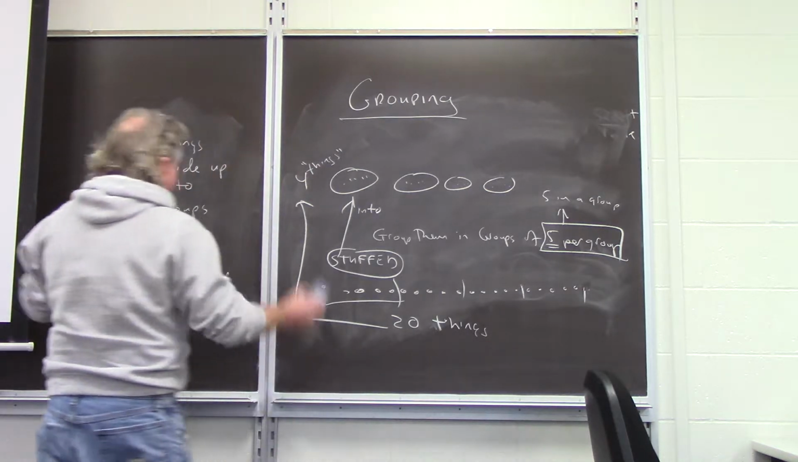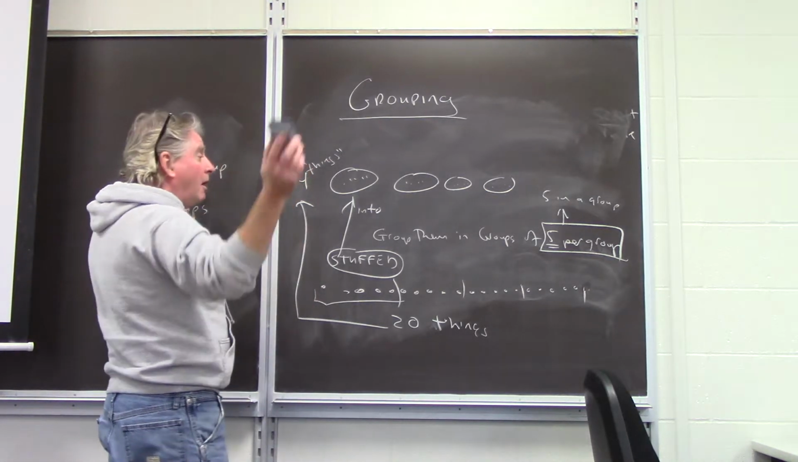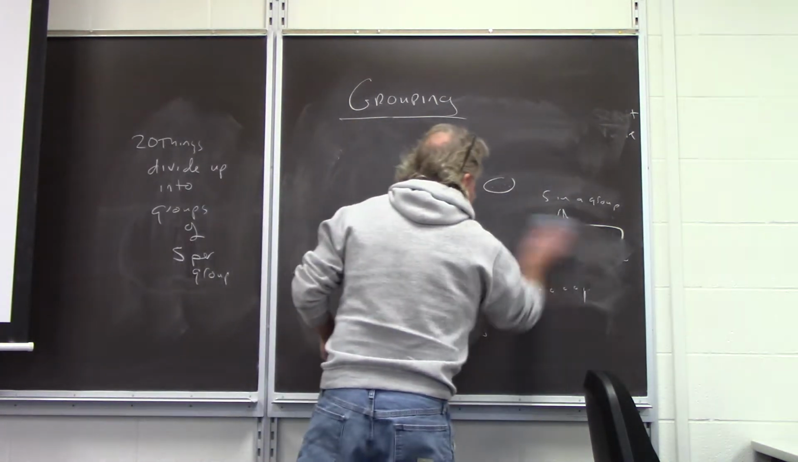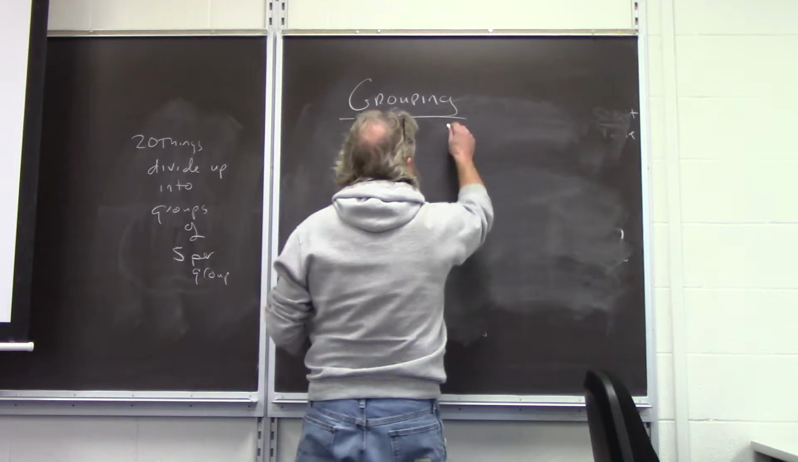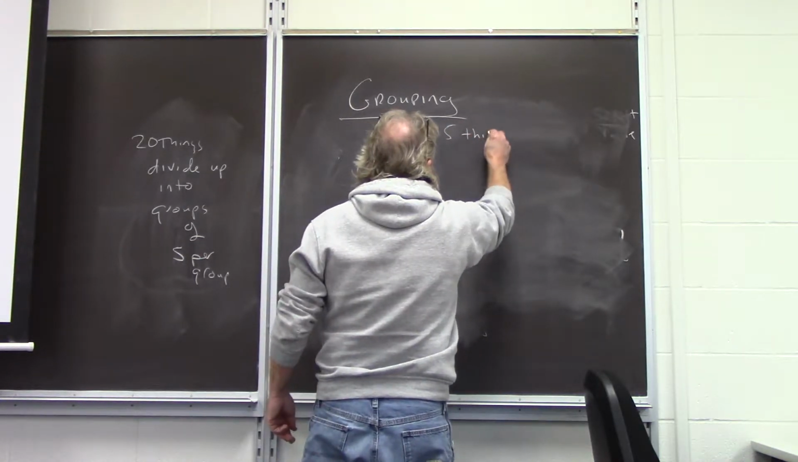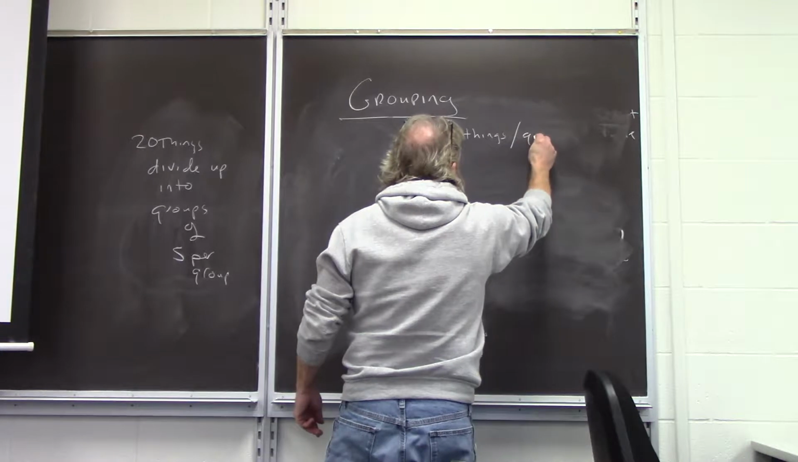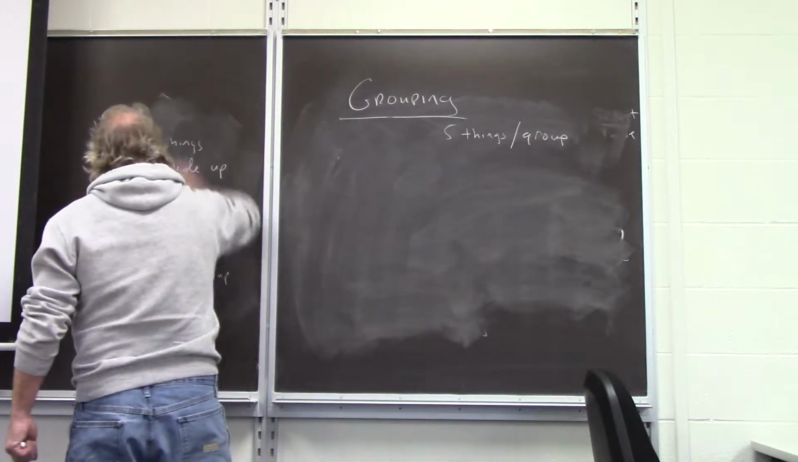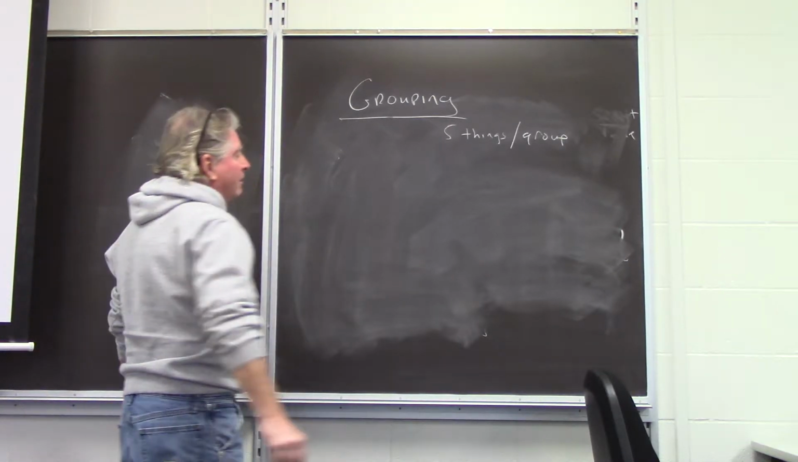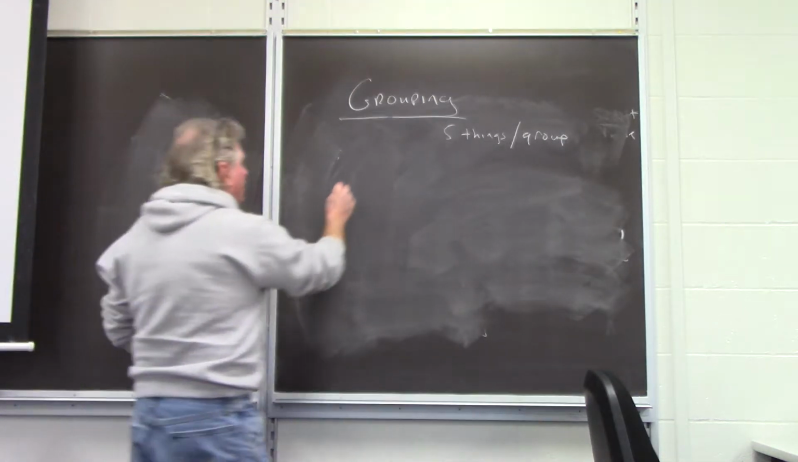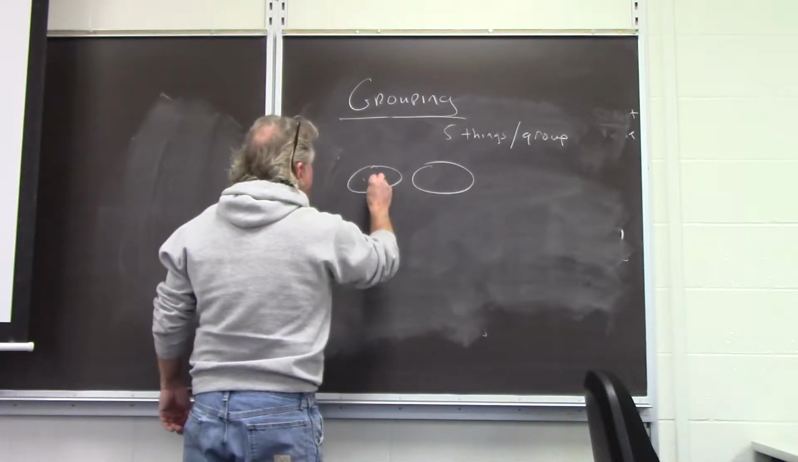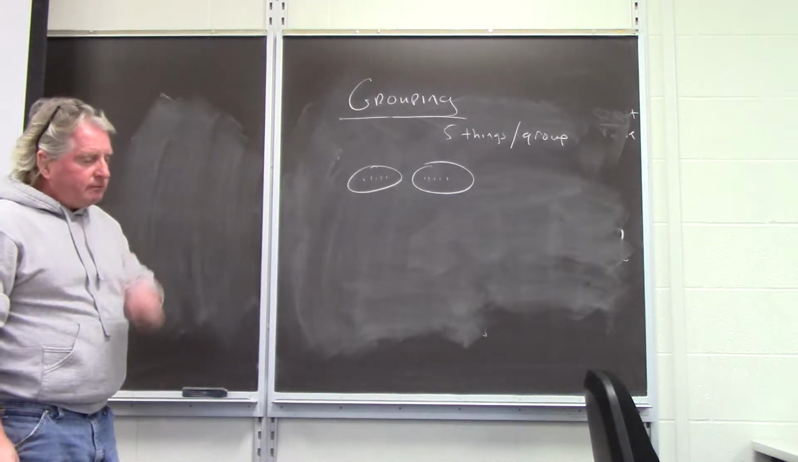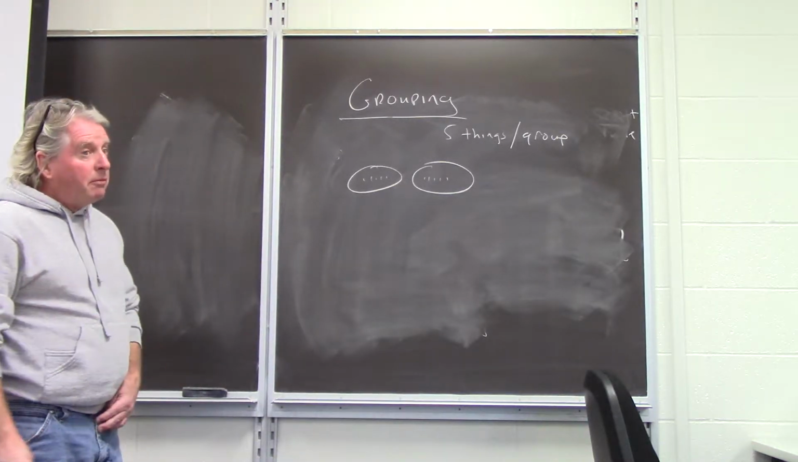Okay, so let's go the other way. You know, let's say I want to ungroup. And again, I'm going to use 5 things per group, or in a group. So let's say I have two groups, each with 5 things in them. And what I want to do is I want to ungroup them, all right?